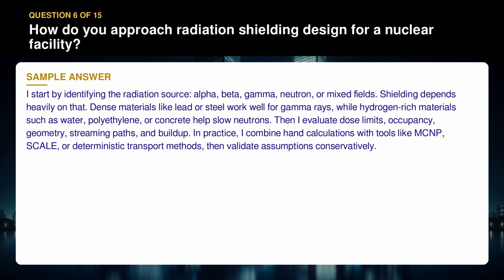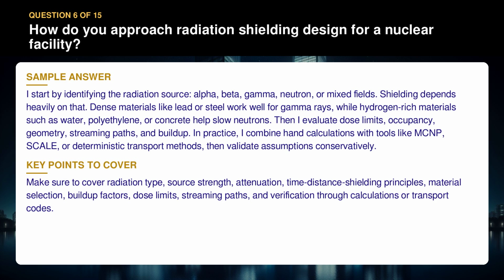In practice, I combine hand calculations with tools like MCNP, SCALE, or deterministic transport methods, then validate assumptions conservatively. Make sure to cover radiation type, source strength, attenuation, time-distance shielding principles, material selection, buildup factors, dose limits, streaming paths, and verification through calculations or transport codes.